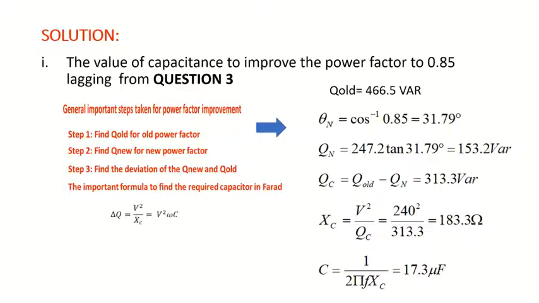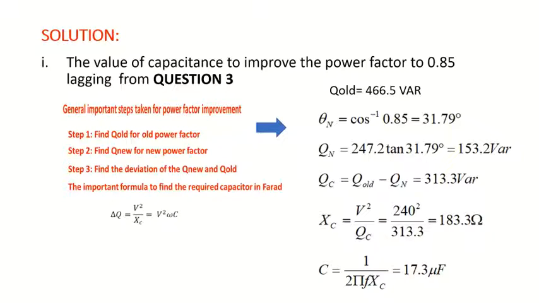The theta new: you have to improve the power factor to 0.85 lagging. So cos inverse of 0.85 is 31.79 degrees.